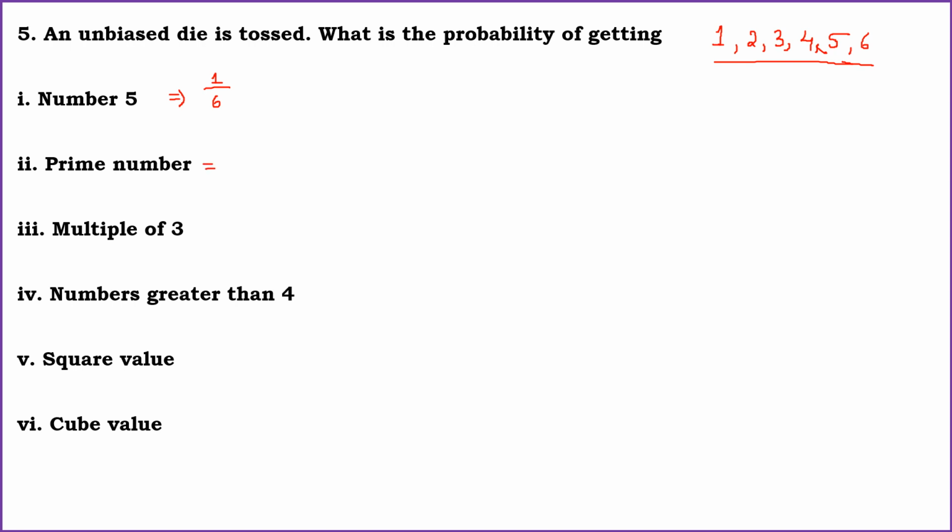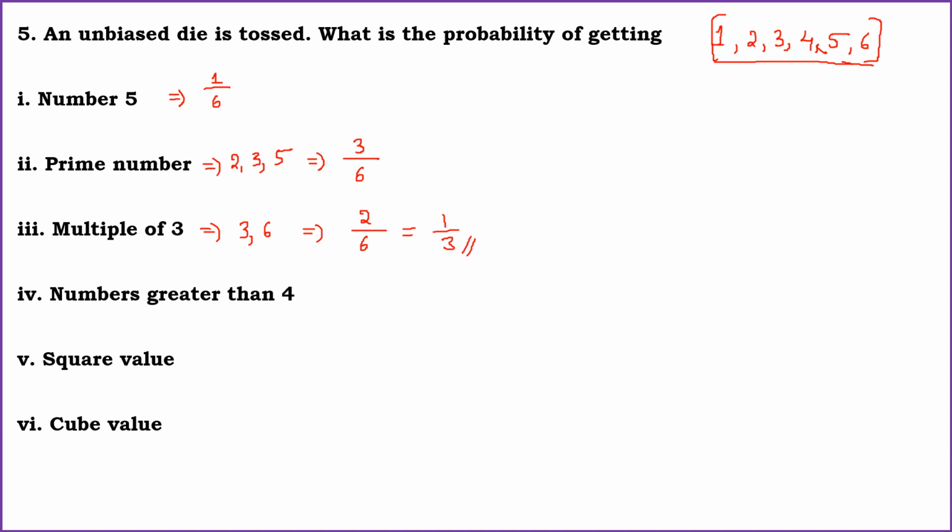Now, have a look here. What is the probability of getting a prime number? If you observe these 6 numbers, the prime numbers are 2, 3, 5. So, we have 3 chances out of 6. Answer is 3 by 6. Now, what is the probability of getting a multiple of 3? The multiples of 3 are only 3 and 6. So, we have 2 possibilities out of 6. So, answer is 1 by 3.